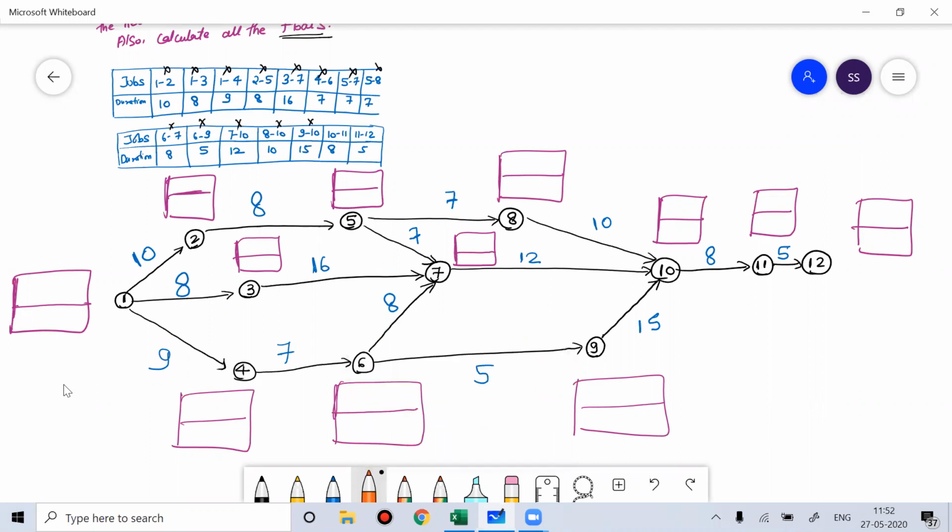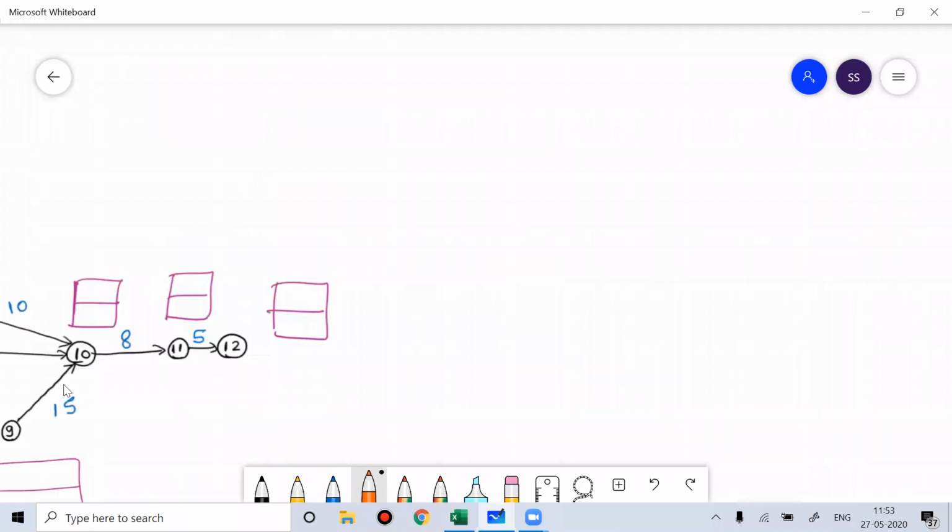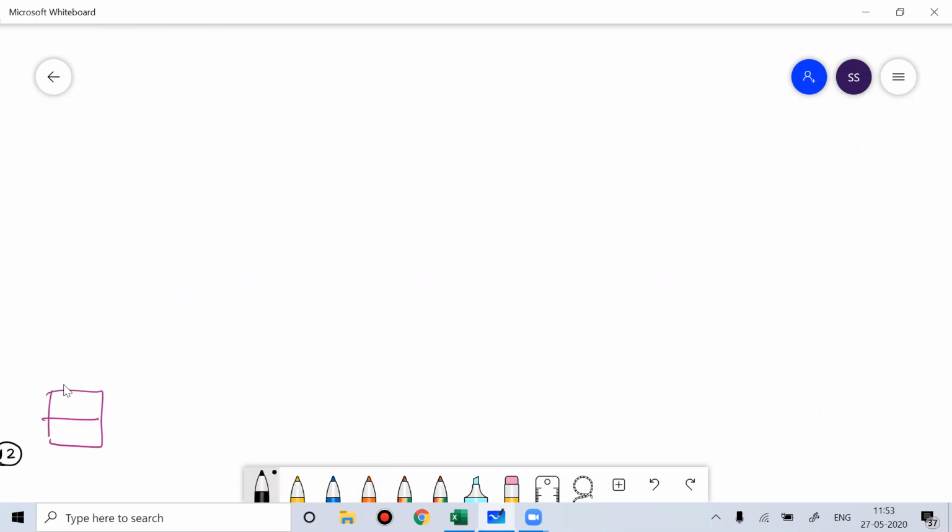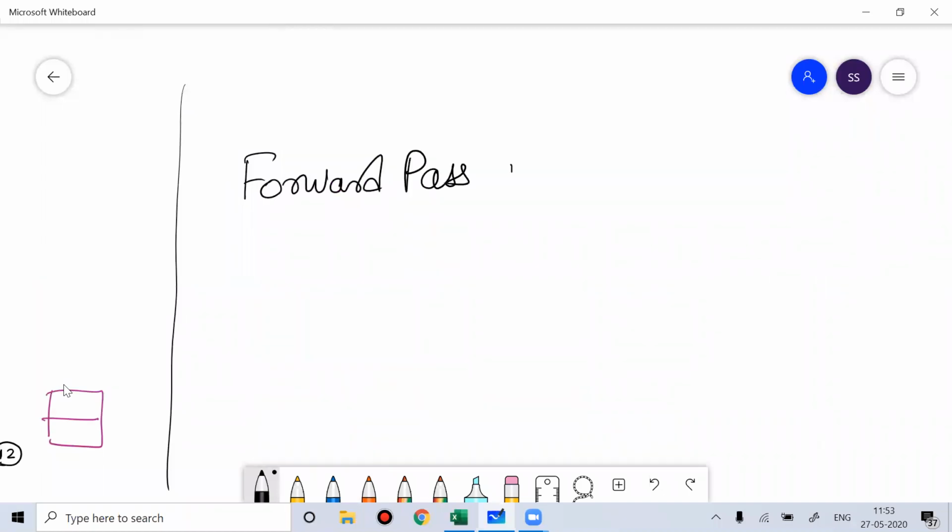Now at every node, make a rectangle like this. Okay. Now after this, the step I'm going to do to fill the data is called forward pass calculation. So now we'll work on forward pass calculation.